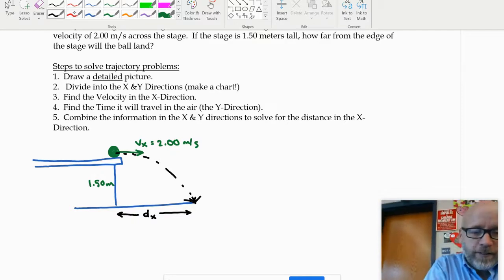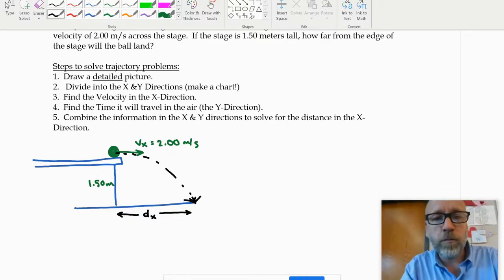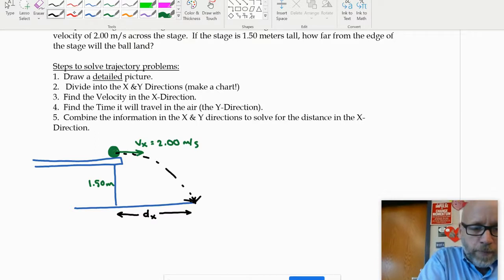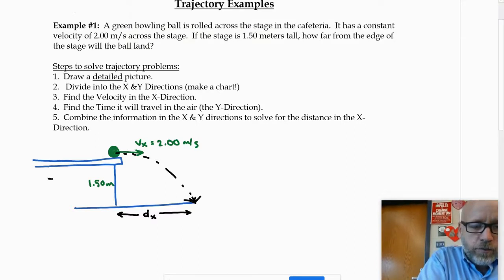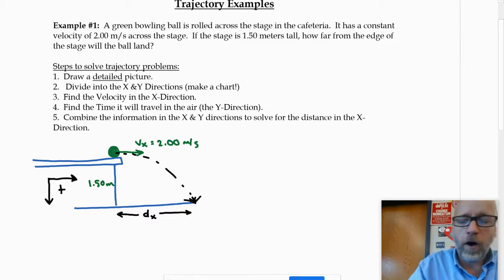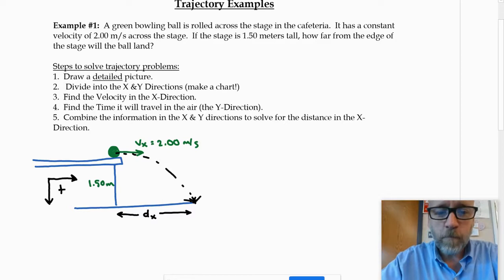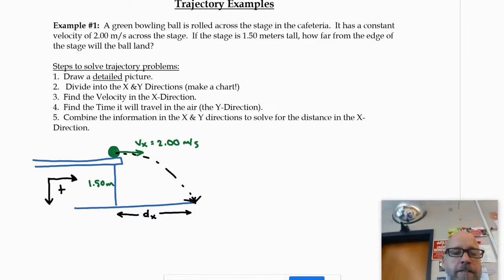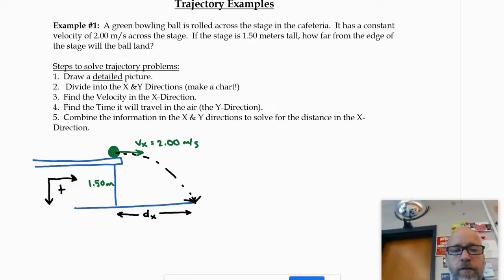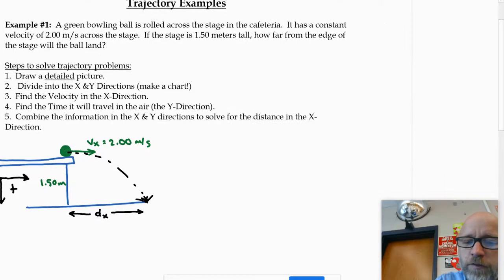Yeah, you're right. I did not declare which direction was positive. But what I'm going to do is I'm actually going to make two directions positive. I'm going to make both right and down the positive directions. Okay, so my next step is to divide our information up into an XY chart.